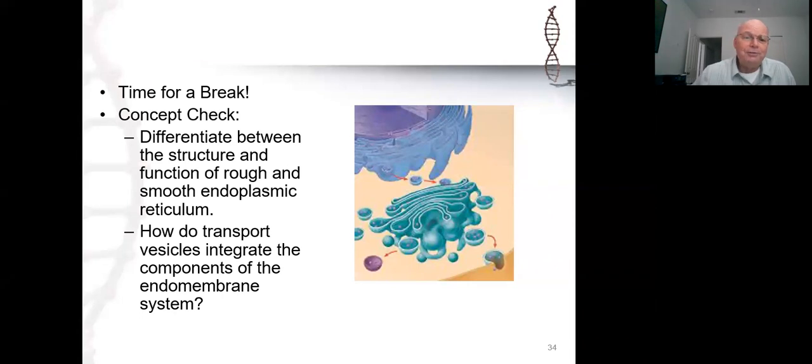So how do the transport vesicles integrate the components of the endomembrane system? By moving things from the rough ER to the Golgi, and then moving things from the Golgi to the plasma membrane, and also moving things from the Golgi out into the cytoplasm in the case of the specialized transport vesicles, the lysosomes and the peroxisomes. So if that's how you were thinking, good, you're starting to master the endomembrane system.